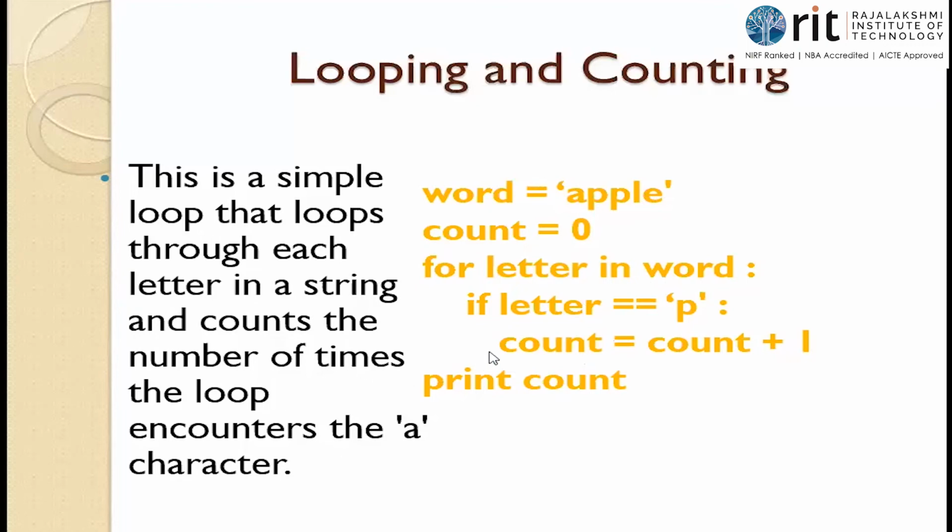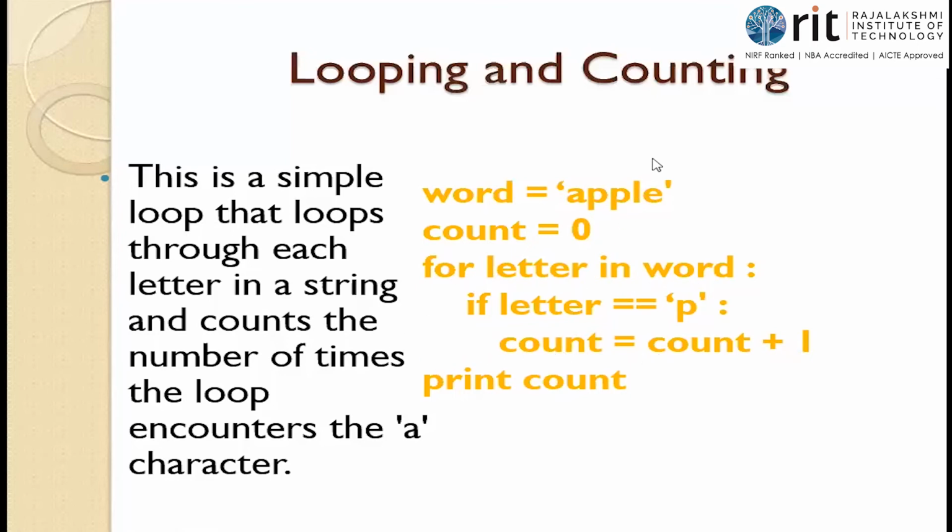Now get back to the for. Don't get back to the if statement. My if statement executes one time, then get back to the loop. Again, letter in word. Third iteration, again P is encountered. If letter equal to P, yes, then count, already 1 plus 1, 2. So count becomes 2. Again get back.